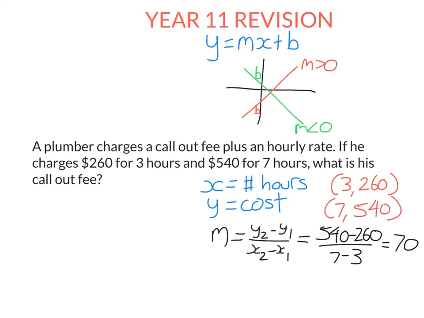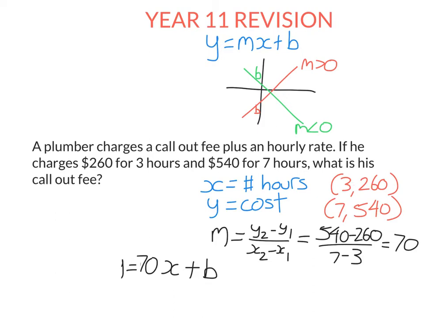So now I want to find b. So what I do to find b, the y-intercept, is I take my equation y equals mx plus b, because the line can always be written in this form. Now I'm going to substitute. So I'm going to substitute m for 70, which is the number I just found. I'm going to substitute x and y for one of these points. So I'm just going to choose this first point here. It wouldn't have mattered if I chose the second one.